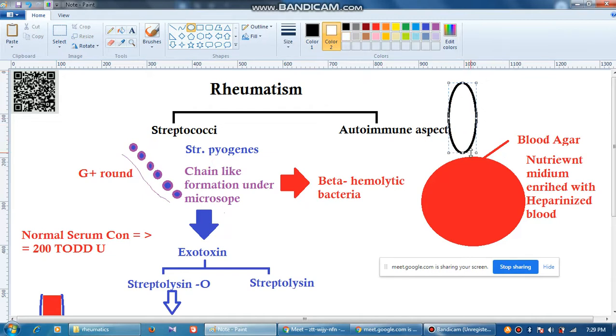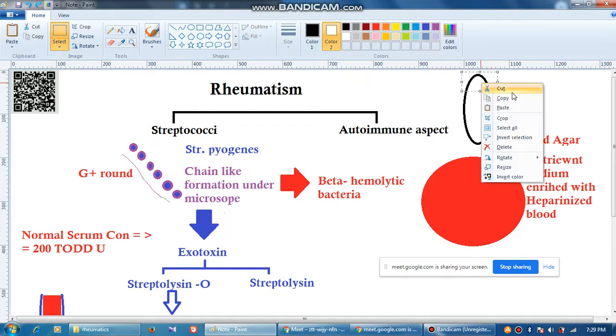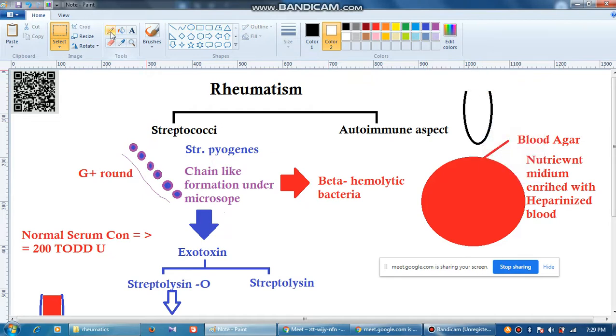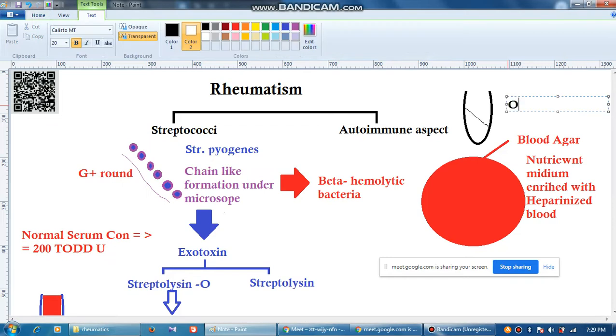Okay, so consider this. This is a test tube. Okay, I'll make it a test tube. Then this is a test tube and we are having a pure culture of Streptococci. Consider that we have a pure culture of Streptococci, something like a slant. Okay, it's a slant. Now this is called a pure culture of Streptococcus pyogenes.